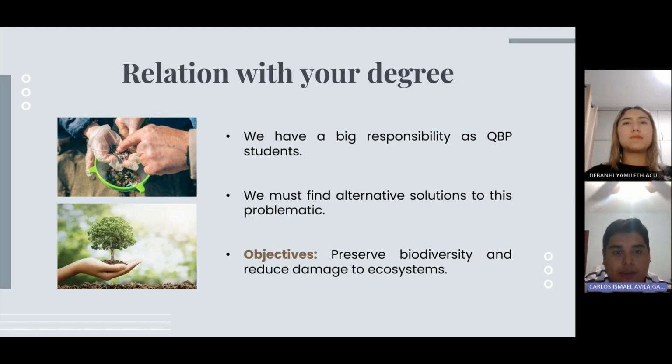Finally, we're going to mention the relation of this topic with our degree. First of all, it's important to mention that we have a big and direct responsibility as QVP students with this topic. So we must find alternative solutions to this problematic. The main objectives are to preserve biodiversity and to reduce the damage on ecosystems.